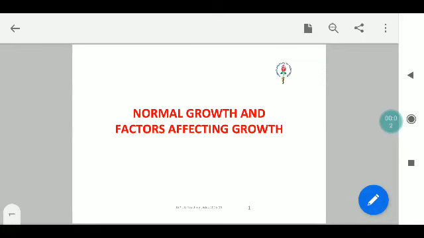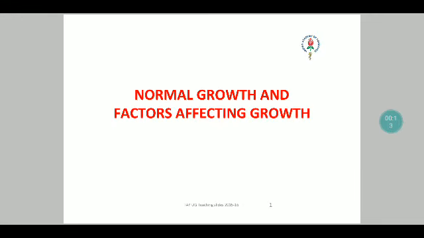Hello everyone, this presentation will be about normal growth and the factors which affect growth. The presentation was made by the Indian Academy of Paediatricians and is widely available on the internet. I'll be using this as rough guidelines to explain this concept.